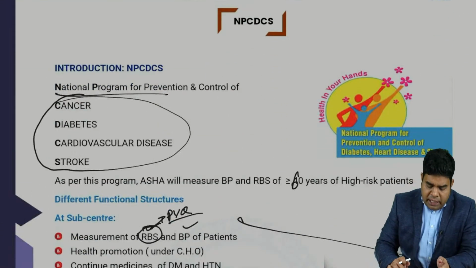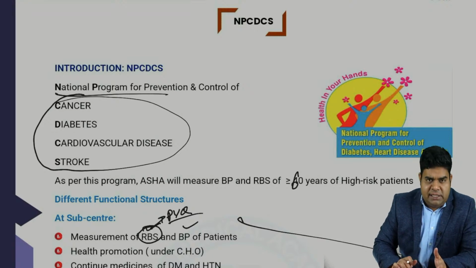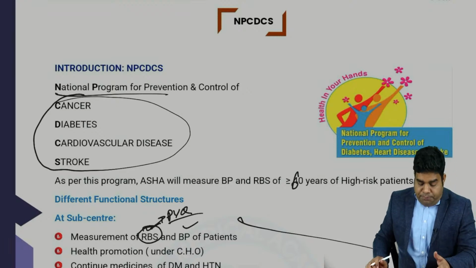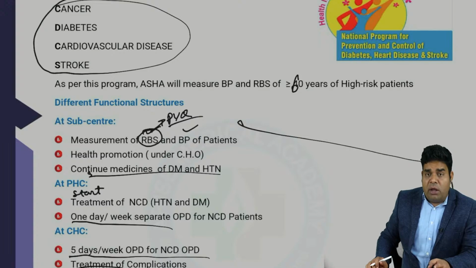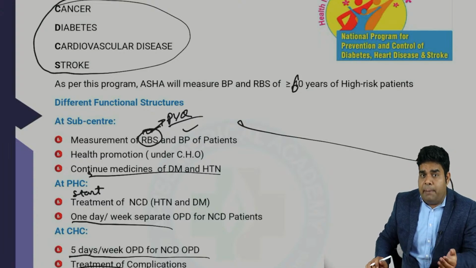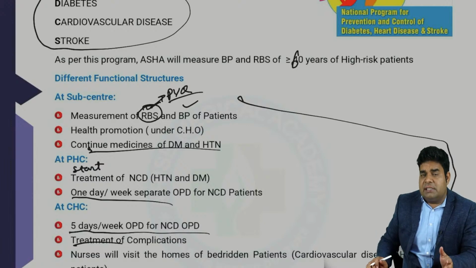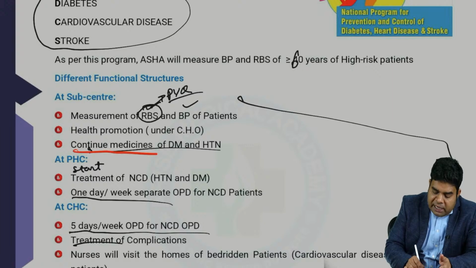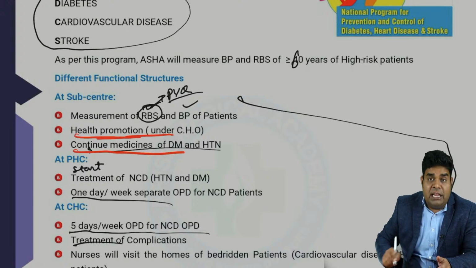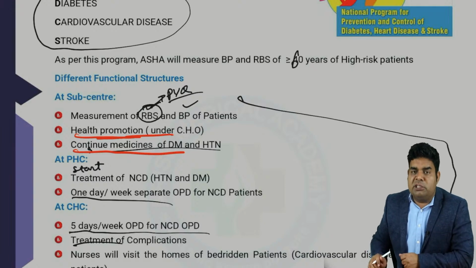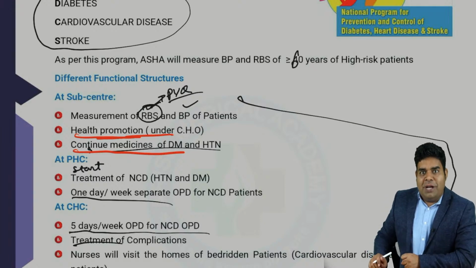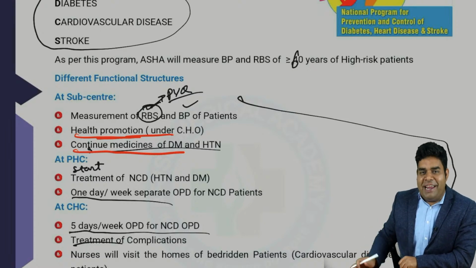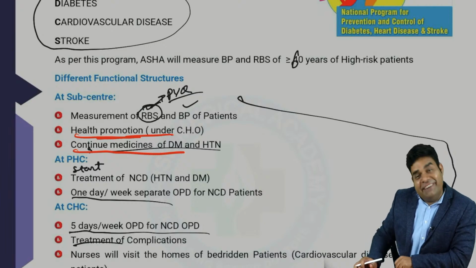Then there is one small program of NPCDCS. They can ask what are the 4 diseases under it. That is cancer, diabetes, CVD and stroke. Then they can also ask which statements are true or false about NPCDCS. So under NPCDCS, the sub-center cannot start treatment because they don't have an MBBS doctor, but they can continue the medicine. And they also do the work of health promotion. This health promotion is the responsibility of the new employee, CHO, at the sub-center. CHO means Community Health Officer. It's a new employee who will train villagers in yoga. Because yoga se sab hoga.